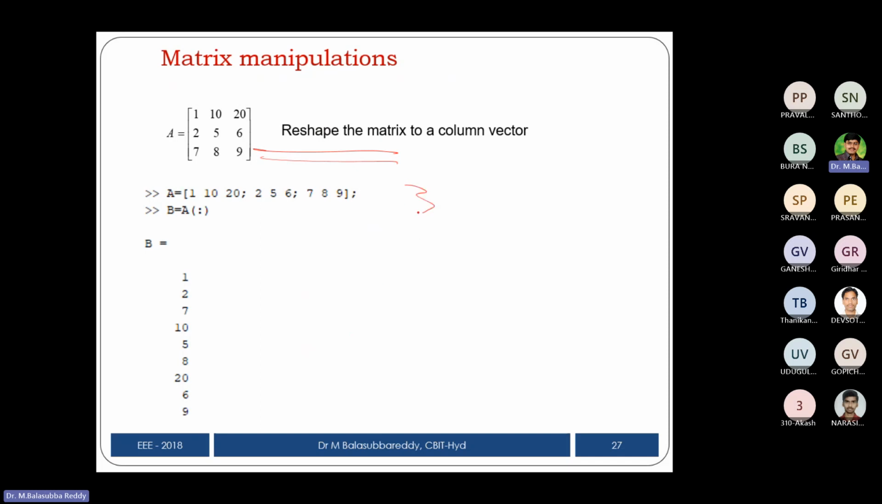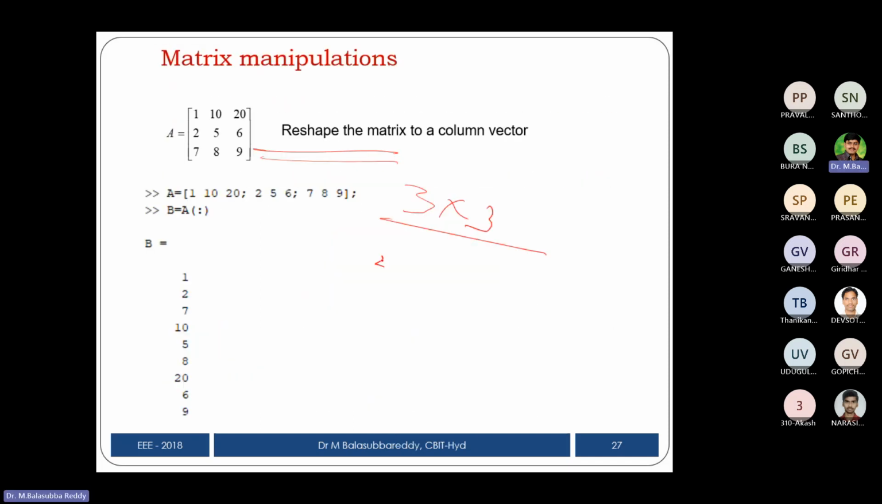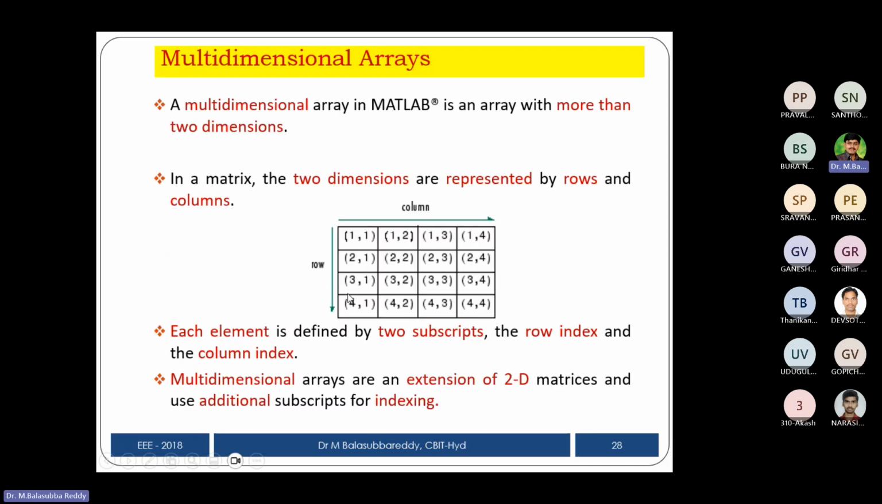Now here 3 rows and 3 columns are there. Suppose I want to reshape to some other data. I want only 2 rows, and the rest will be in the columns. We can get it, and vice versa also. Or if I want only columns, we can make it by B is equal to A colon. That will convert all the rows into column fashion. We can get it. And you can see the multi-dimensional array.